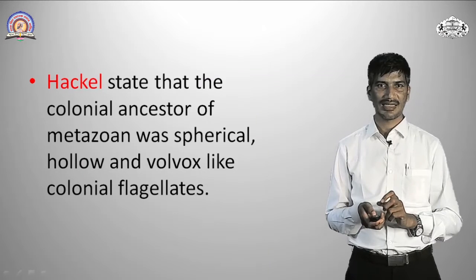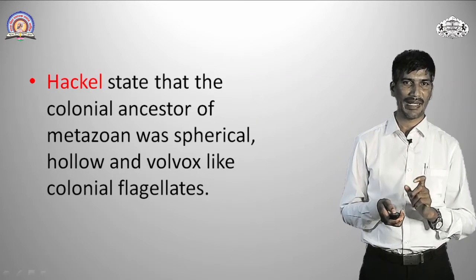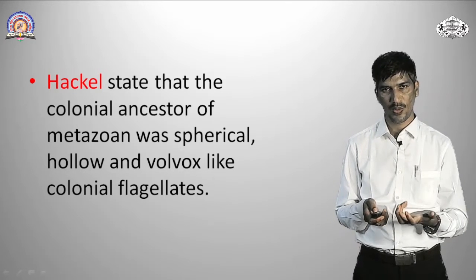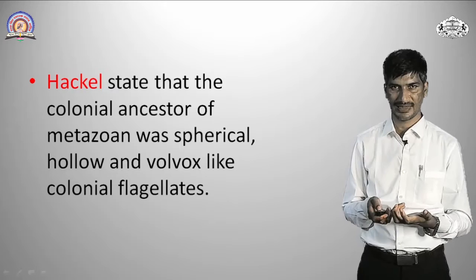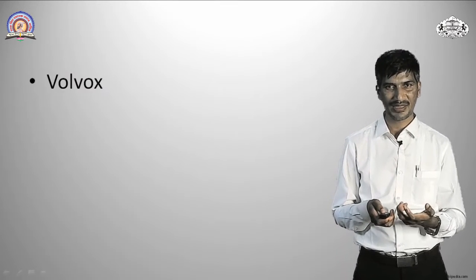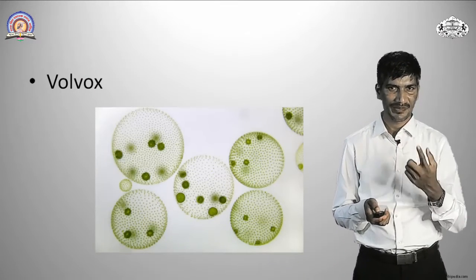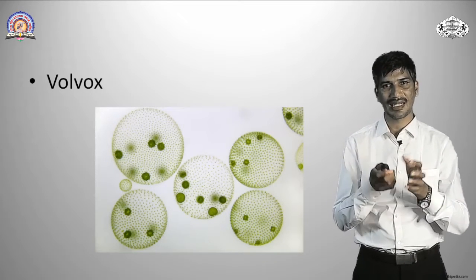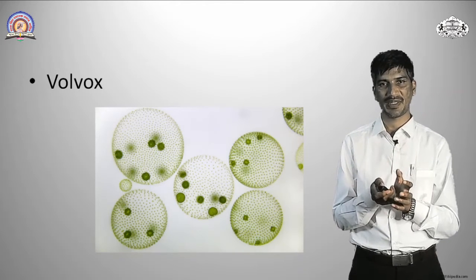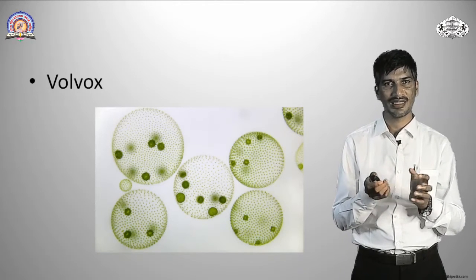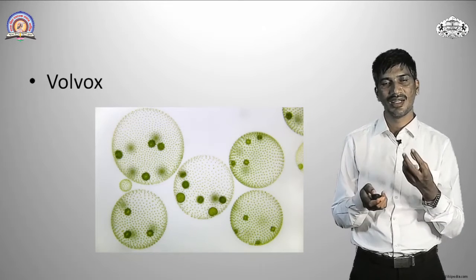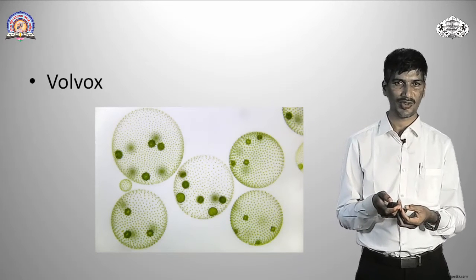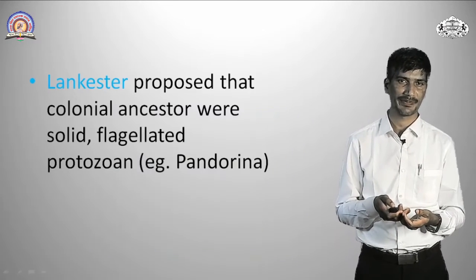Again, Haeckel stated that the colonial ancestor of metazoan was spherical, hollow, like Volvox, a colonial flagellate. In the next slide, we see the picture of the Volvox. Here we see a number of small dots. That means these are all flagellated cells. They come together and form the Volvox organism, and this is a multicellular structure. This gives the evidence for the flagellated development, or origin, of metazoan animals.